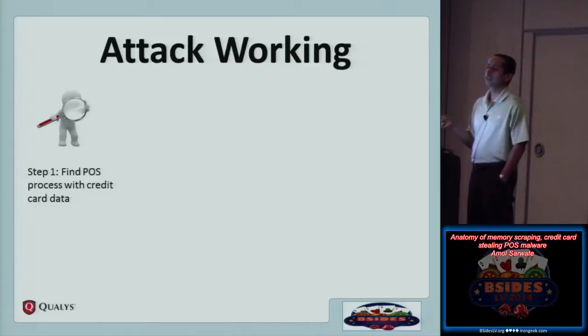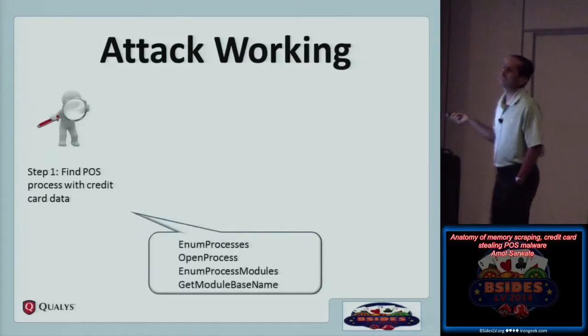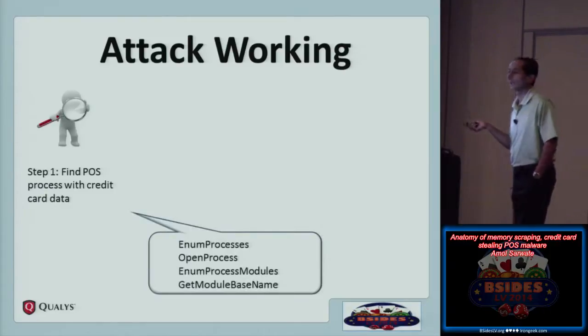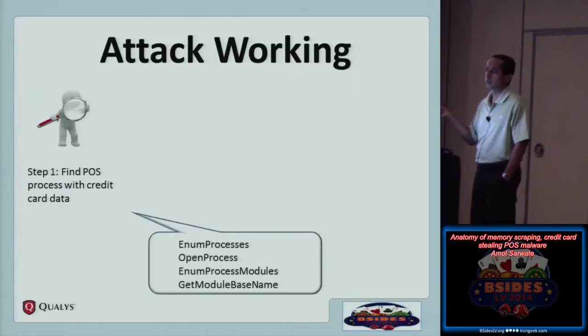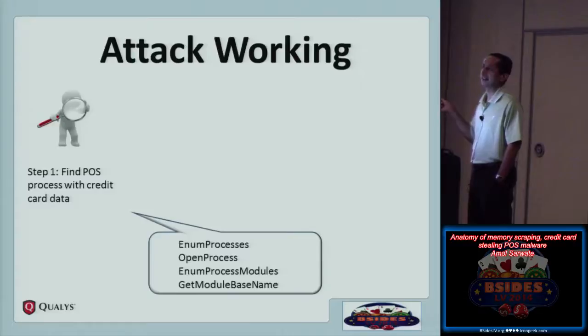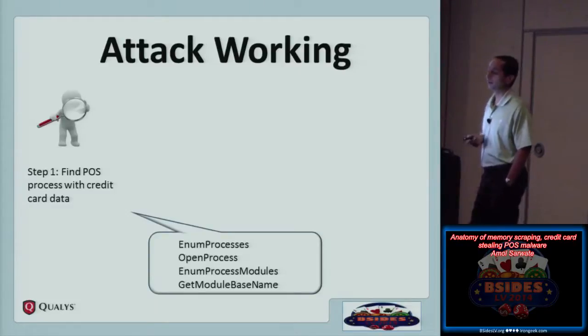This can be done in various ways, by looking at the title in the windows, by looking at the way the process is registered. There are a lot of ways you can do this, and the way I did it in the demo later is using some of these Windows system APIs. So if you are a developer, you can just write down the sequence of these APIs, and at the end of this talk, you would be able to write a RAM scraper malware. So the first step is that it finds the POS process.